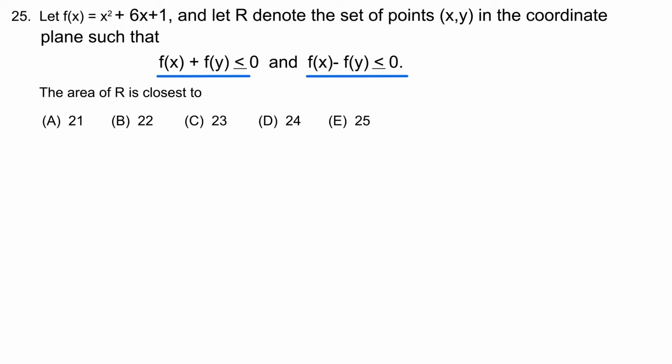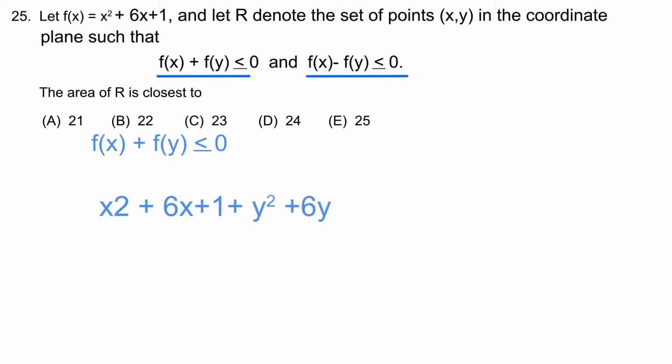We have f(x) plus f(y) is less than or equal to 0. So f(x) is x squared plus 6x plus 1 according to the question, and therefore f(y) would be y squared plus 6y plus 1, and this is all less than or equal to 0. So this looks like probably a circle.